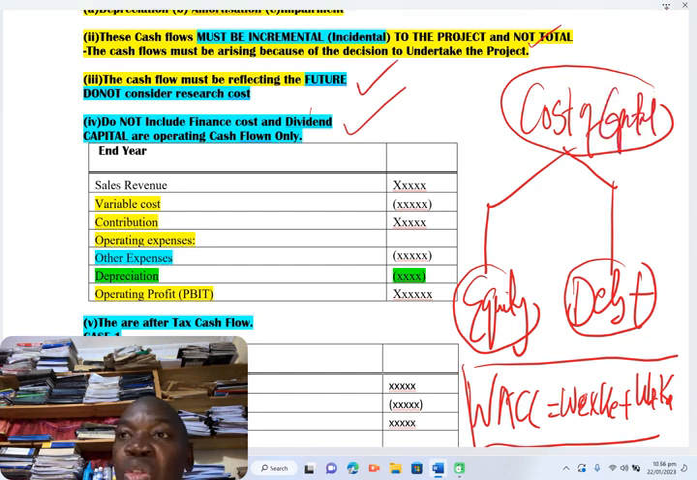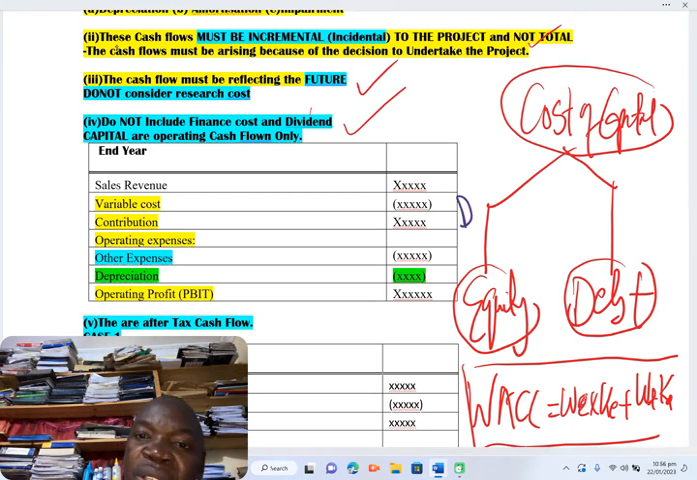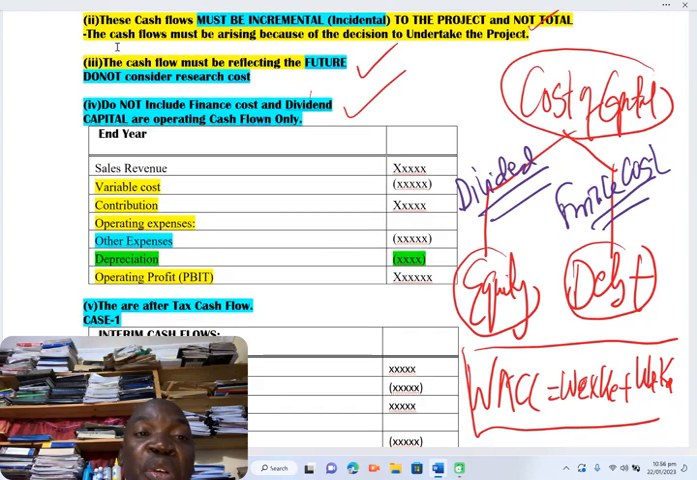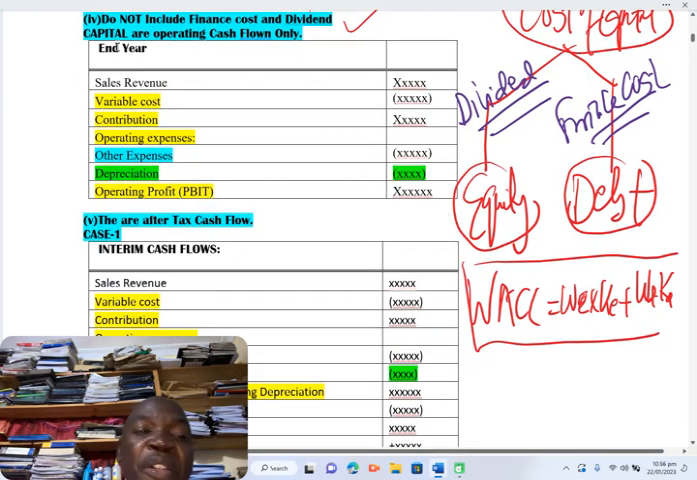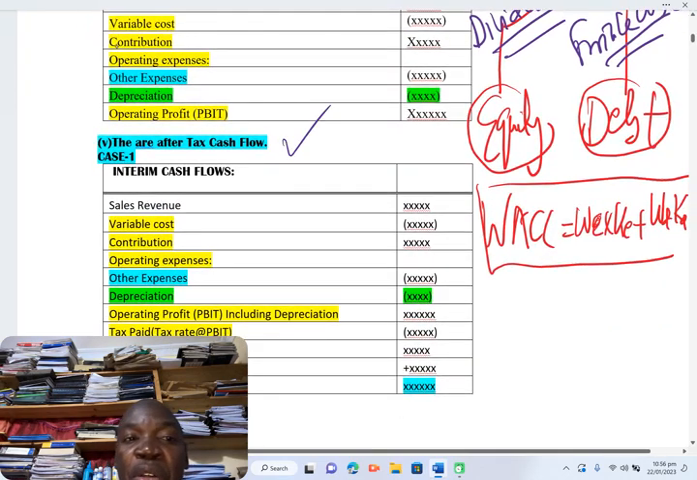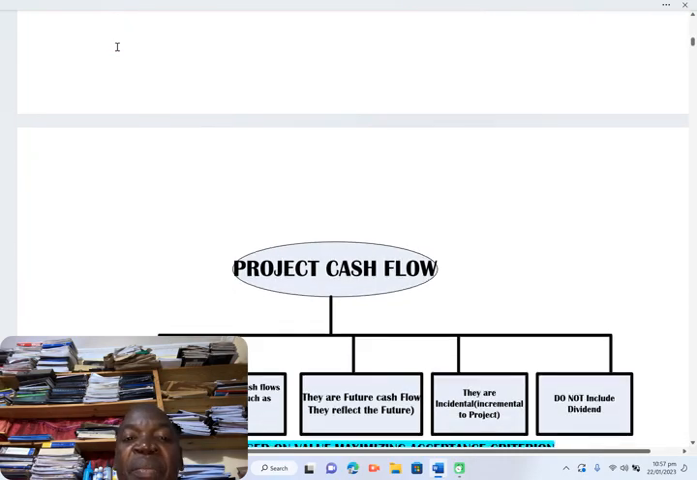The cost of capital of equity is dividend payment. And the cost of capital of debt is finance cost. And that's why we should not include this finance cost when including the cash flow during decision making. Number 5, the cash flow must be called after tax cash flow. And this is enough for this kind of analysis.